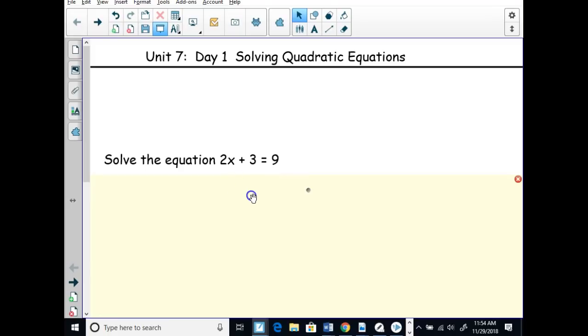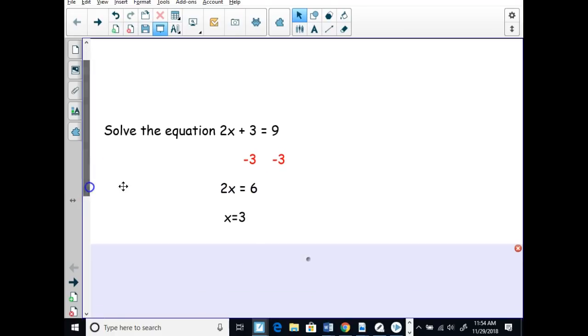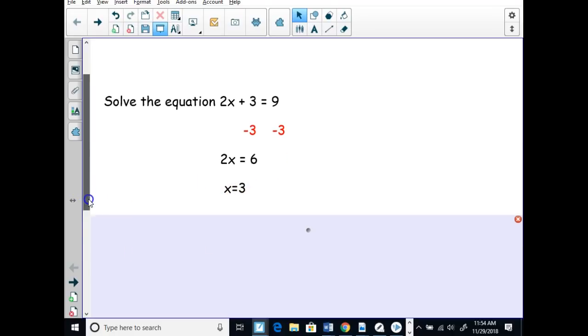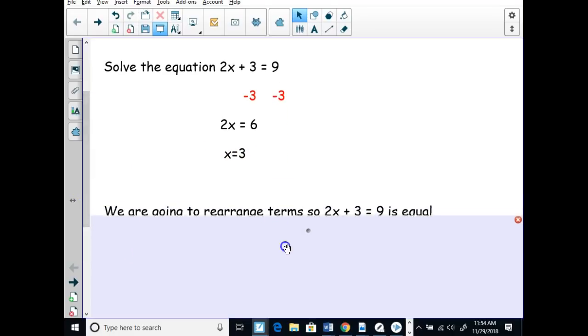Do that now. Pause. You should have subtracted 3 from both sides. You get 2x is equal to 6. You divide by 2, you get x is equal to 3. I want to talk about this solution a little bit more, and I want to talk about it in terms of a graph.